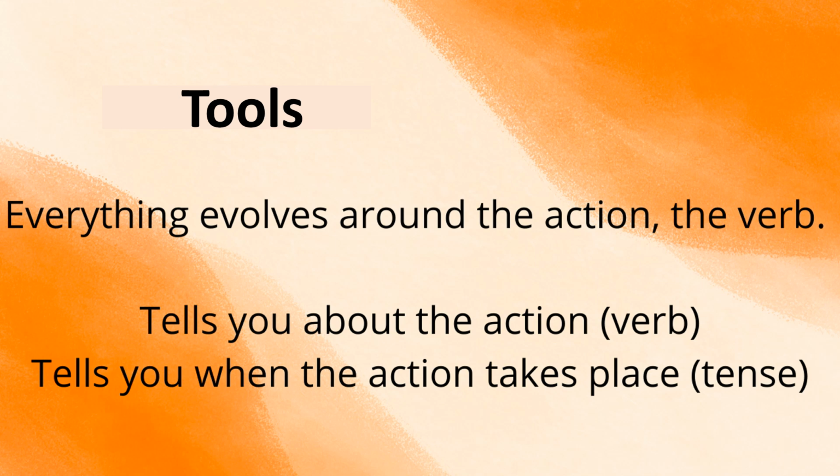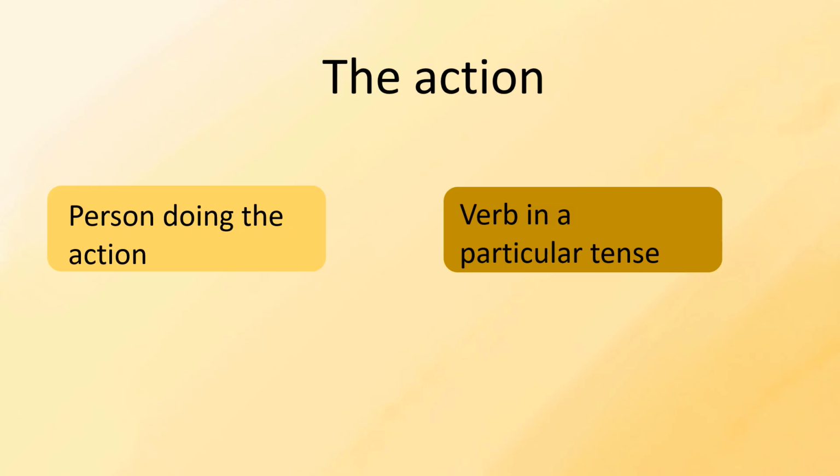Basics first. Well, when we want to make sentences, everything evolves around the action that we call the verb. And the verb is important because it tells you about the action, but it also tells you when the action takes place, and that's why we have the tense. So when we talk about the action, we are referring to the verb, which is going to be put in a particular tense, whether it's present, past, or future. But we also have to think of the person or persons with an S doing that action.